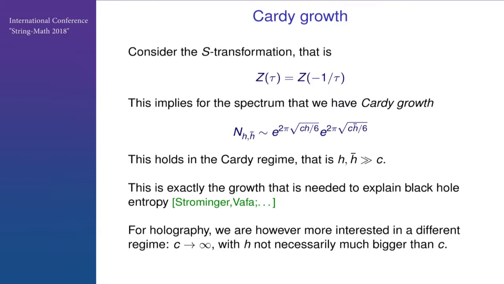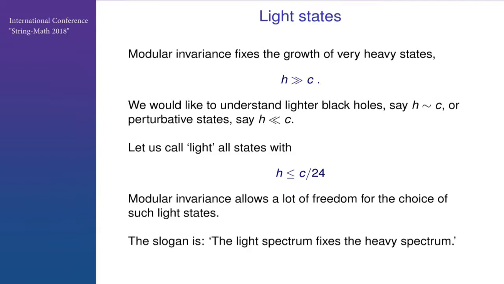And then h, the weight of the states, or the mass of the black holes if you want, doesn't necessarily need to be parametrically bigger than the central charge. For instance, we might be interested in lighter black hole states, where h is of the same order as the central charge, or we might be interested in perturbative states, where h is much smaller than the central charge.